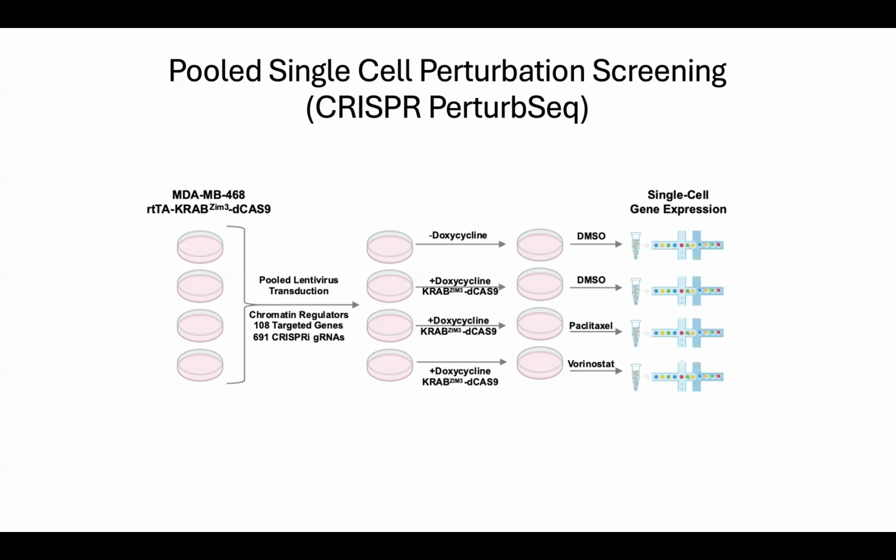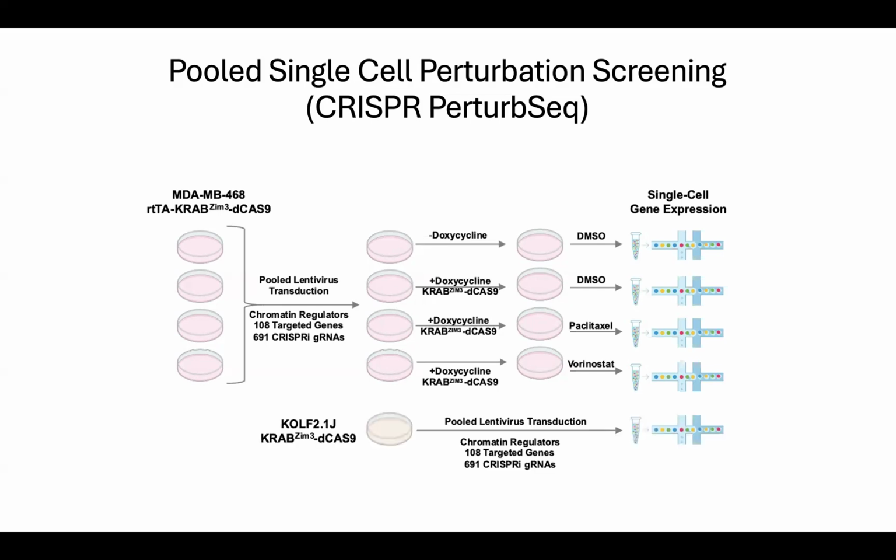But today I'm going to specifically focus in on the COLF dataset, which is a little bit simpler to understand. In this case, all we do is we take our COLFs that we've engineered to express this dCas9, and then we transduce them with our virus that targets these 108 chromatin regulators, and then we go on to single cell RNA sequencing. Like I mentioned, that's going to be my focus for the talk today.